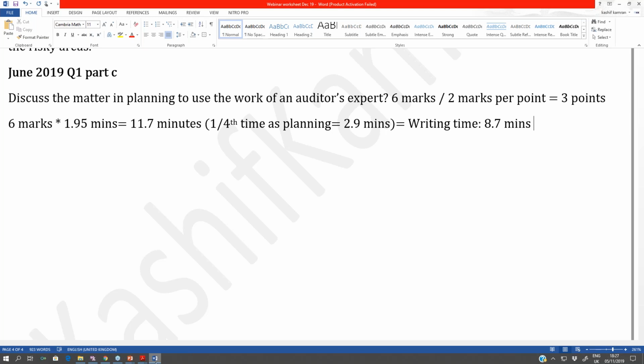Now let's see how to write in the answer. We know the matters, right? The matters you consider when you're planning the work of an expert. And those matters are given in ISA 620, which tells you about using the work of an expert. Now, how would I frame the answer? You're focusing on the matters to use the work of an expert. Now, the very first matter when you're using the work of an expert is that you're very much concerned about the expert's independence. The expert should be independent, right? Then only I can use his work. If he's not independent, I cannot rely on his work.